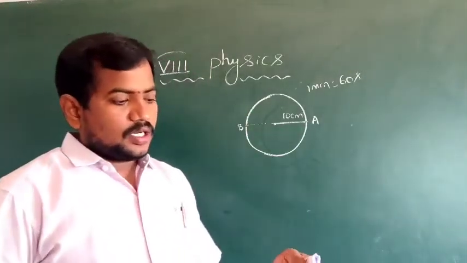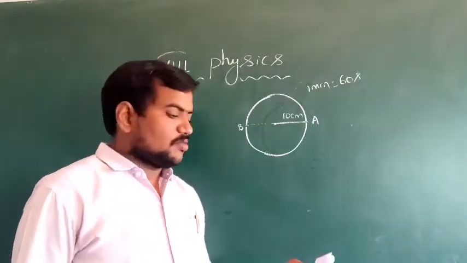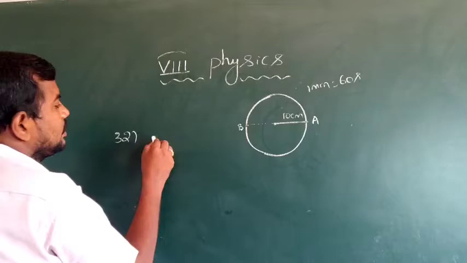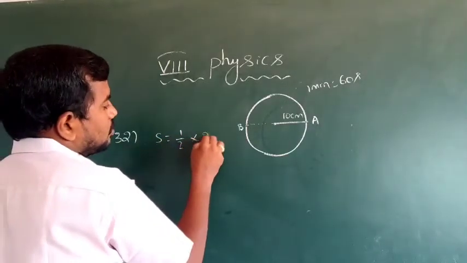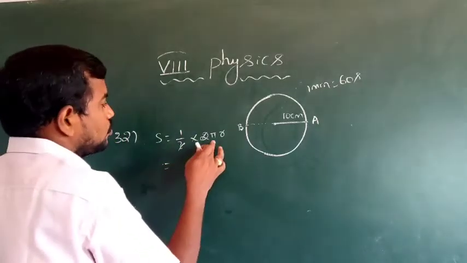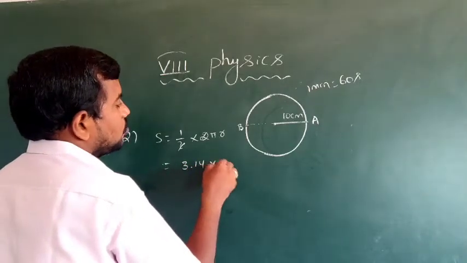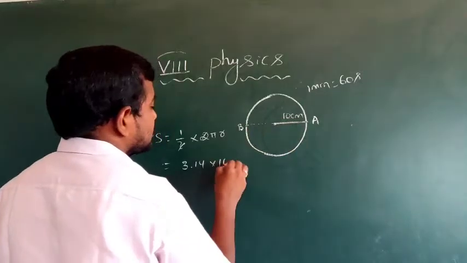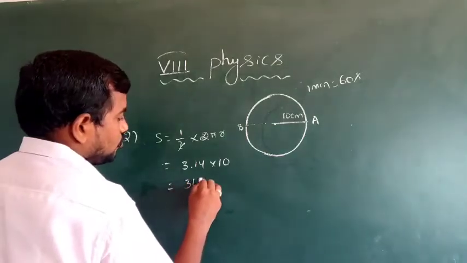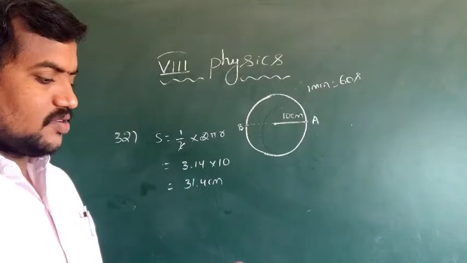Now let us see the distance. In 30 seconds, the distance covered by the insect is half of the circle, since it is diametrically opposite. We already know that for the half circle, the distance is given as half into 2 pi r. So the 2 gets cancelled, and for pi you can take 22 by 7 or 3.14, into r, which is 10 centimeters, right? So this will be 31.4 centimeters, the distance. So that is the 32nd one.